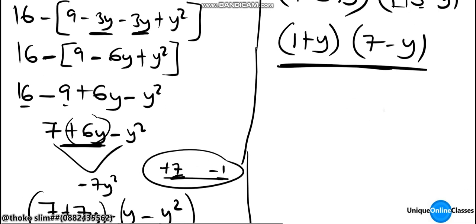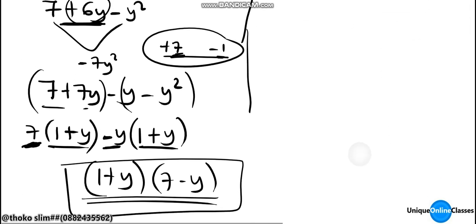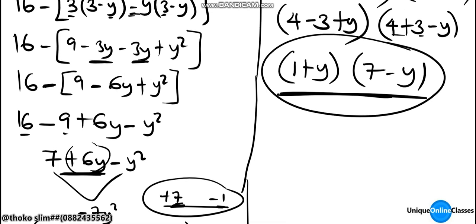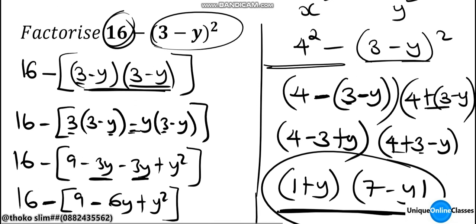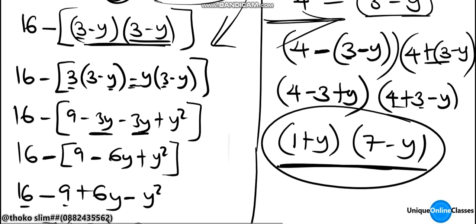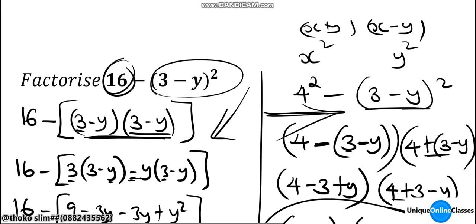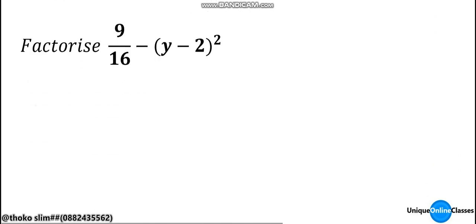So 1 plus y, 7 minus y, same answer. So accordingly, the difference of two squares questions give 3 marks, so you cannot solve 3 marks with this method only. So just make sure that you are applying this method. Let's now move on to another question, but that question should be the last one.